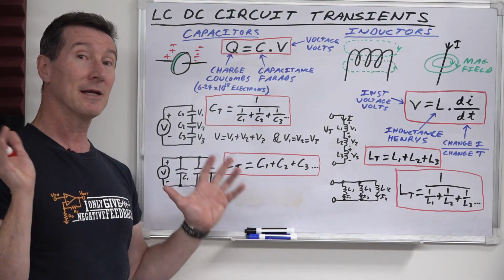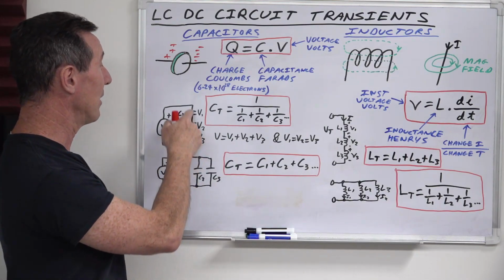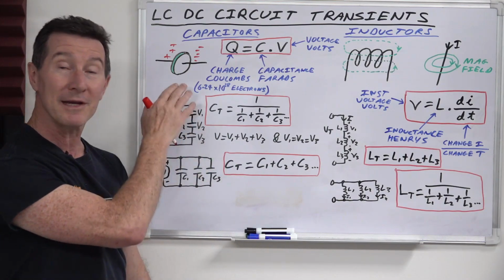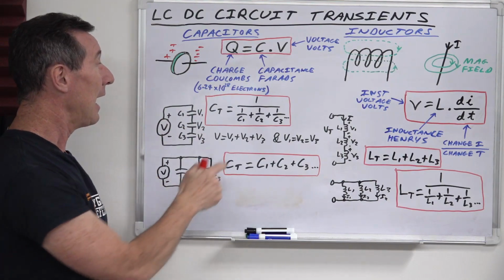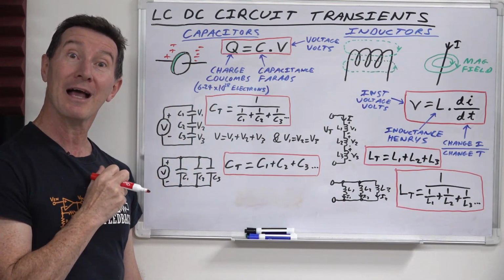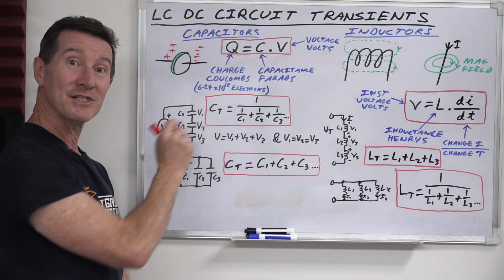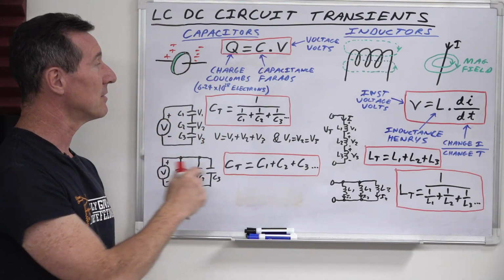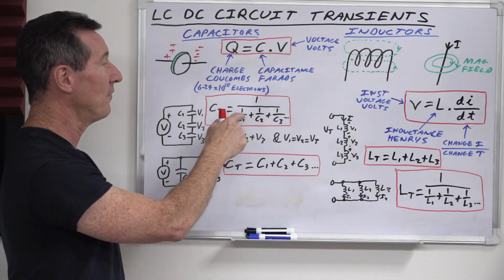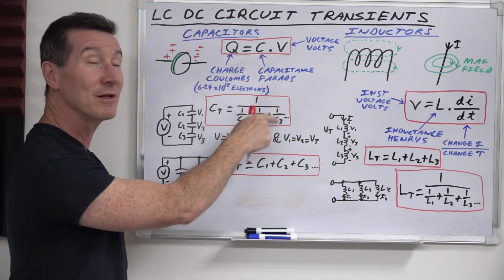Speaking of practicality, capacitors in series and parallel. I've drawn 3 here, but you can have as many as you want, or you can have 2. And the formula you might actually recognize from our resistor videos. The total capacitance CT of these 3 capacitors in series is 1 over all of 1 over C1 plus 1 over C2 plus 1 over C3.